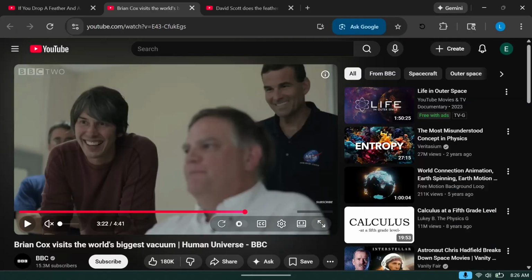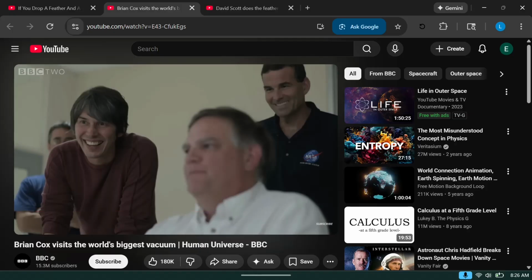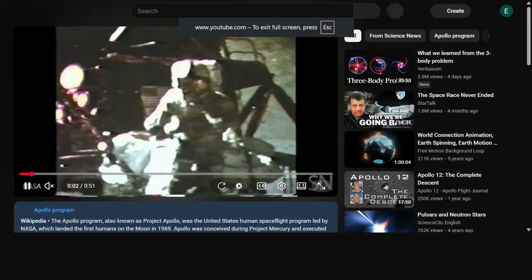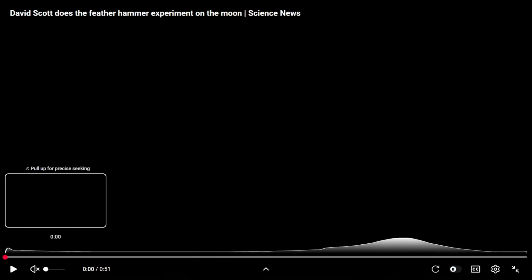And if you look at that and say, okay, but those are both in vacuum chambers, that's kind of an artificial thing. Maybe there's something about that that's affecting it. Well, they did it on the moon. I'll play audio for this. Now, of course, this is from the 60s, so it's not going to be great video or audio.